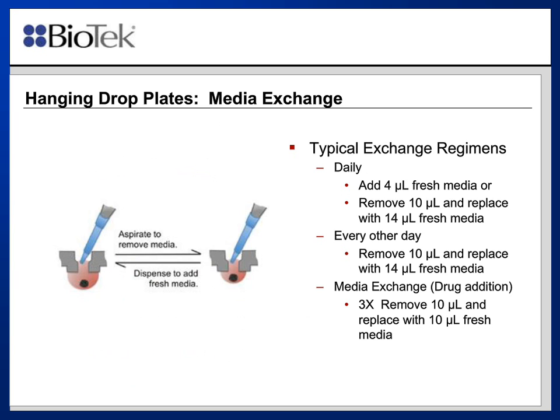These are typically accomplished by manual aspiration to remove media. It could be the removal of 10 microliters. Typically, cells are seeded in a volume of 30 to 50 microliters. So removal of 10 microliters and replacement with 14 microliters of fresh media may be required daily or every other day. Typically, you'll have some evaporation as well, so the addition is typically a larger volume.